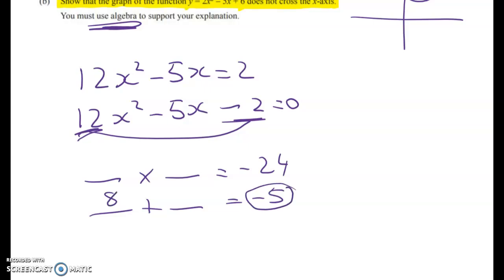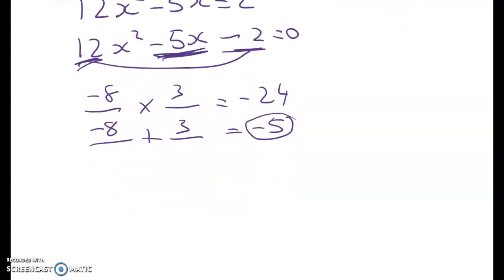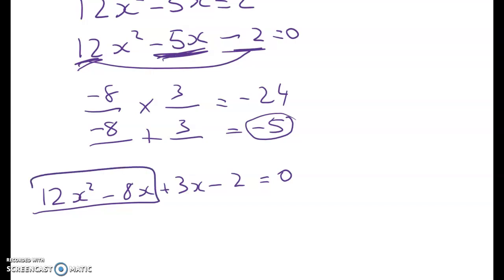So it's got to be something to do with 8 and 3. And we'll make the big one, the negative 8, the negative one. So let's see if that works. Yep, that looks good. So now we're going to split this middle term up using that method. We have 12x squared minus 8x plus 3x minus 2 equals 0.